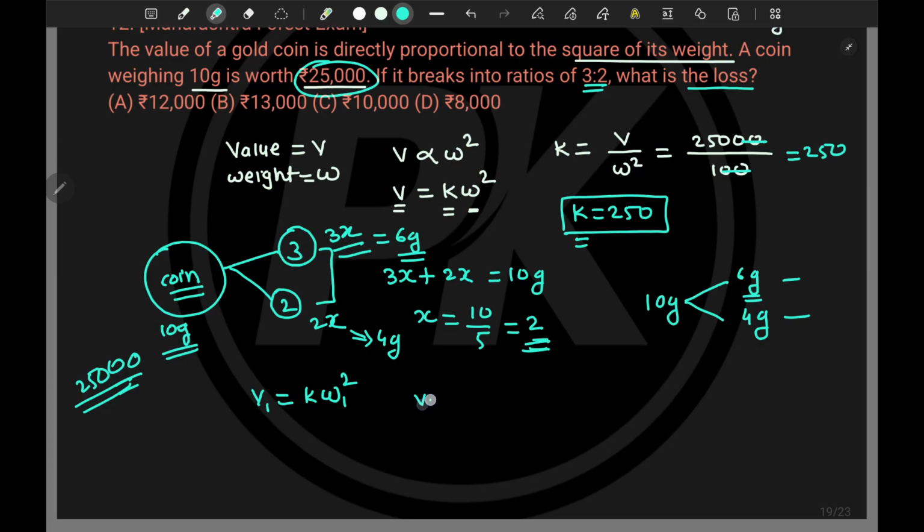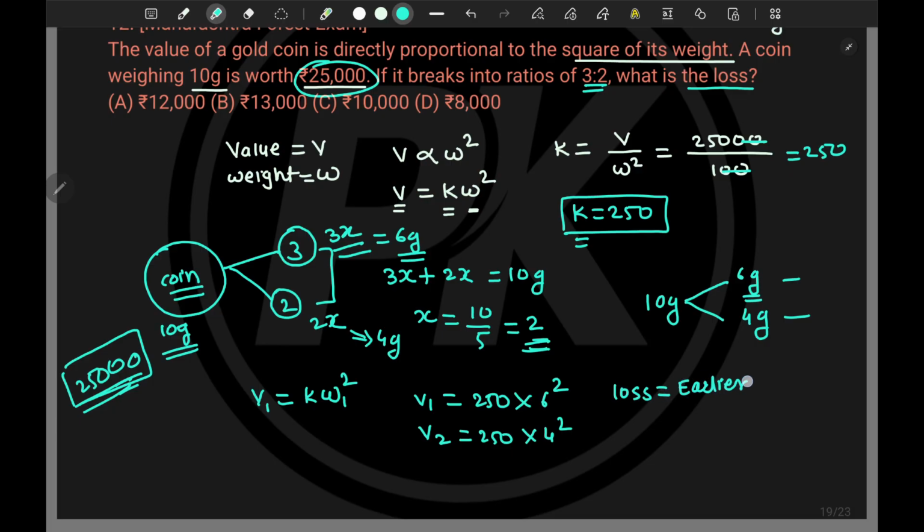So now what is the value? V1 is equal to, what is k? It is 250 into weight, which is 6, so it is 6 square. Similarly, find out for the second coin. That will be equal to 250 into 4 square. And earlier, what was the value? It was 25,000. So can I say loss is equal to the earlier value minus the later value?